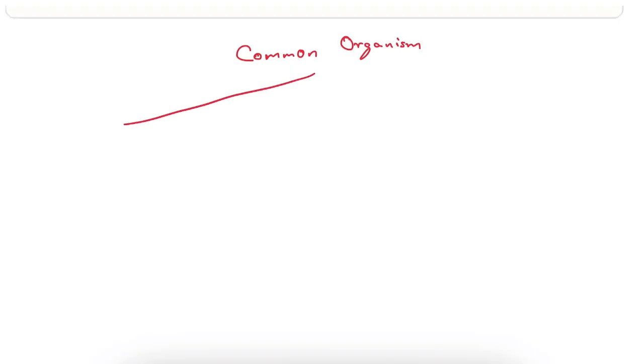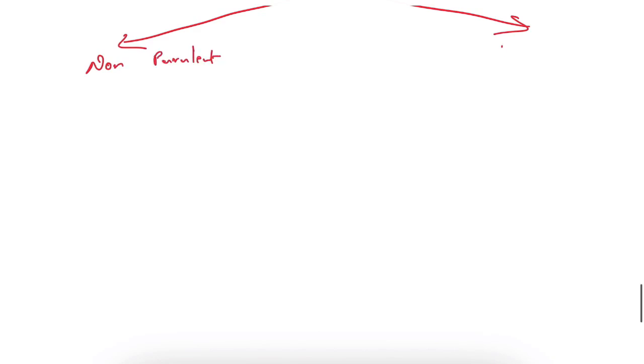So next we can see some common organisms that can cause cellulitis. We can divide cellulitis into two different types: one is non-purulent, the second one is purulent.